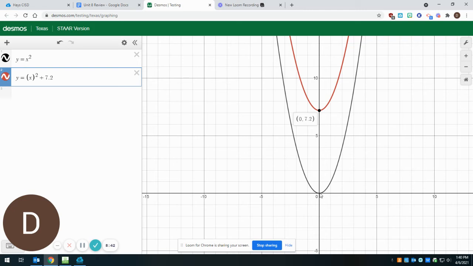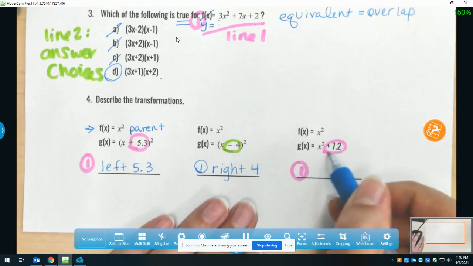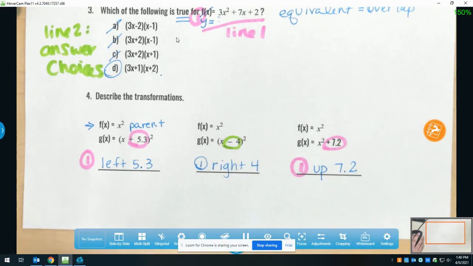So when we compare, always compare the vertex of one to the other. We didn't move left or right because it's still 0 and 0 for x, but you can see that the y values changed. The vertex moved up 7.2 units. We didn't change anything in front of the x squared, so there are no additional changes, just that our graph moved up 7.2. Okay.